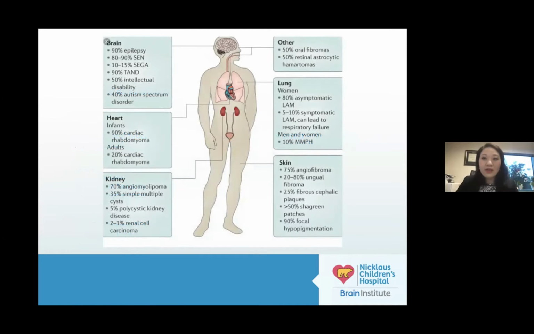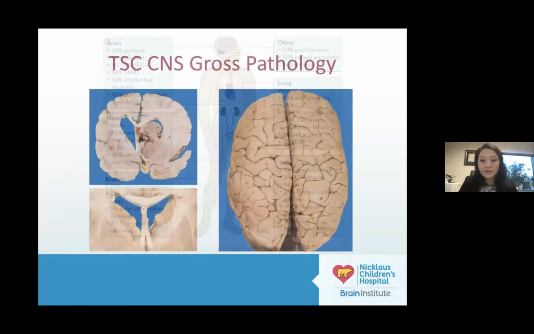As you can see here, this is the multisystemic manifestation of this disease. As you see, CNS manifestations are very common. Furthermore, skin manifestations like angiofibromas are common. Other major organs including heart, kidney, lung, and eyes are also involved.